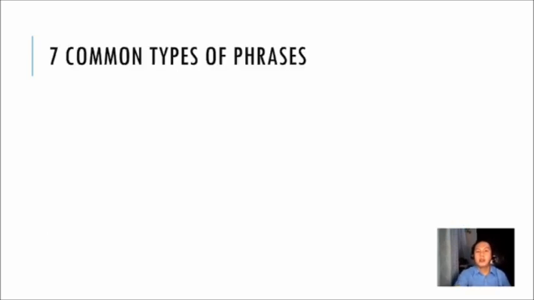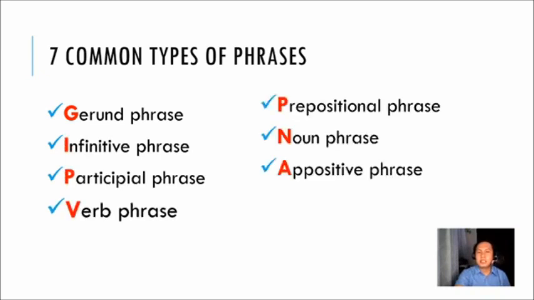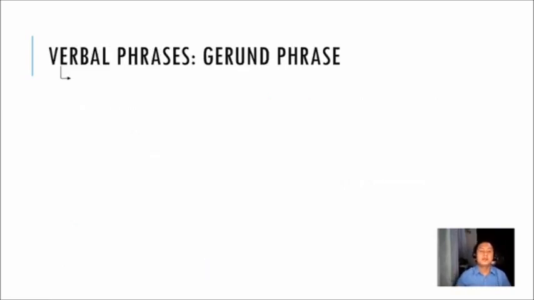And here are the 7 common types of phrases. First one, gerund phrase. Second, infinitive phrase. Participial phrase. Verb phrase. Prepositional phrase, noun phrase, and appositive. For gerund, infinitive, and participial, they are called verbal phrases. Let's have first the first 3 verbal phrases.